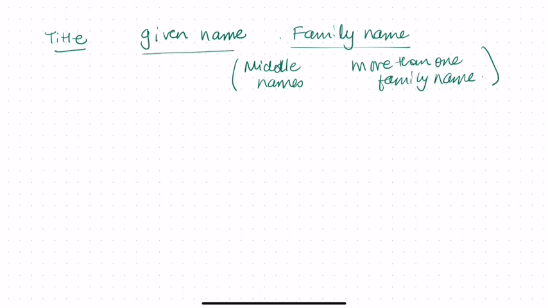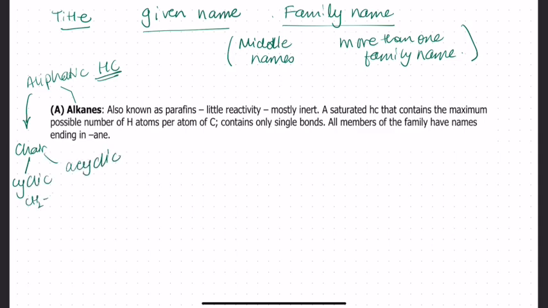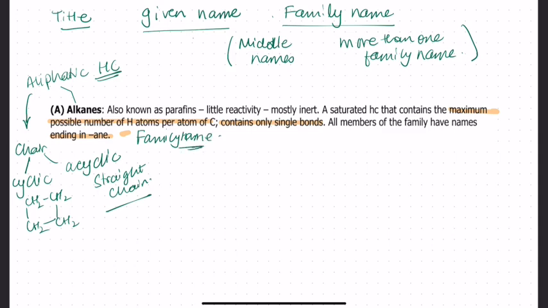Let's start with alkanes. Alkanes come under the category of aliphatic hydrocarbons. Aliphatic means that these are chains. The chain could be cyclic or acyclic. For example, here is a cyclobutane, or you could have a straight chain. Alkanes contain only single bonds. They contain the maximum possible number of hydrogens per atom of carbon, and all members of this family have names ending in "ane." So this is their family name.